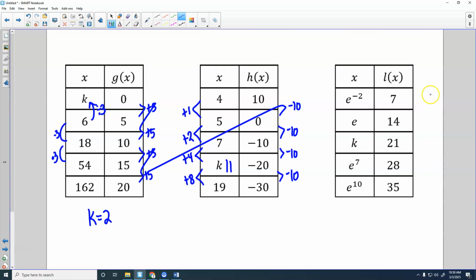Okay. Going to the last one. What do you guys think on the last one? Okay, that's right. E to the 4th is right.